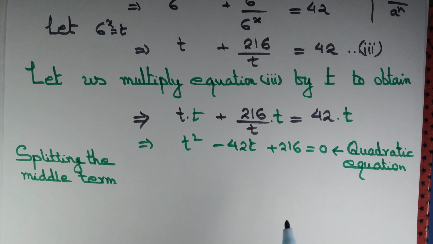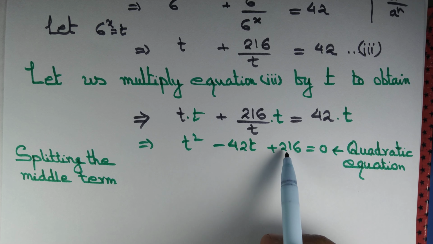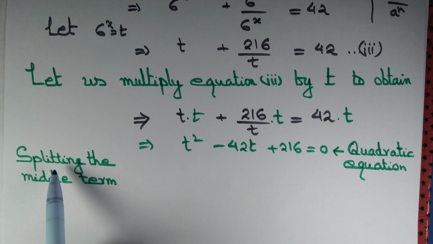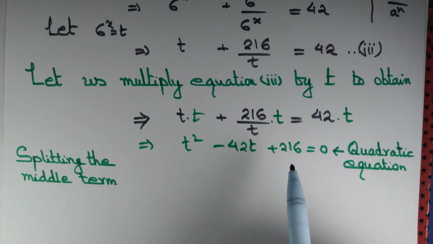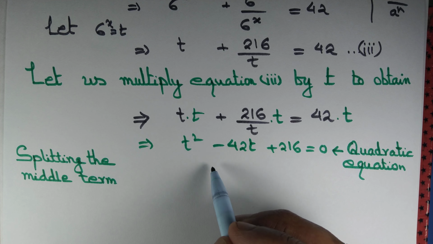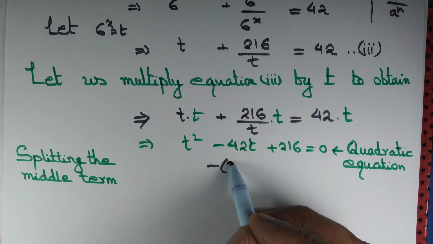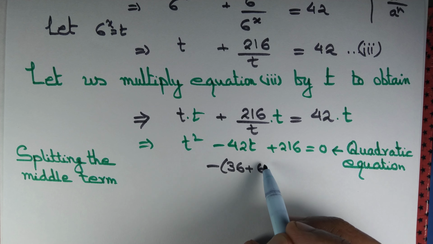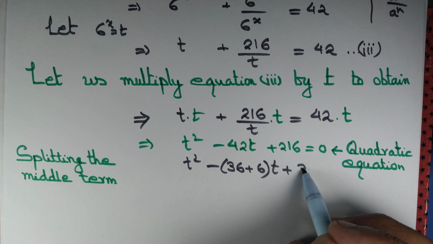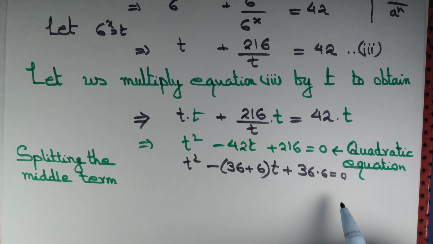This is a quadratic equation. t squared - 42t + 216, where -42t is the middle term, and we can solve it simply by splitting the middle term method. Of course, there are many other methods of doing this, but we will do it by splitting the middle term because 6 into 36 is 216 and 36 plus 6 is 42. So we write 42 as 36 plus 6. Rest of the expression we copy as it is. 216 can also be written as 36 into 6, equal to 0.